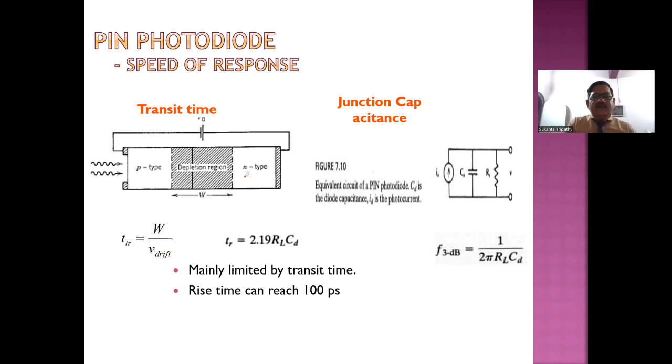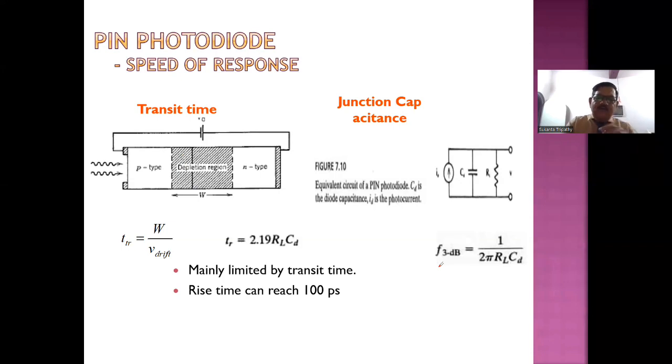Then the next thing we will discuss is the response time. The response time for this pin photodiode can be expressed in terms of this relation: 2.19 into RL into CD, and this is your value of TR. And therefore, if you know the value of TR, as you mentioned in the last lecture, then you can calculate the maximum frequency for which this detector will work.